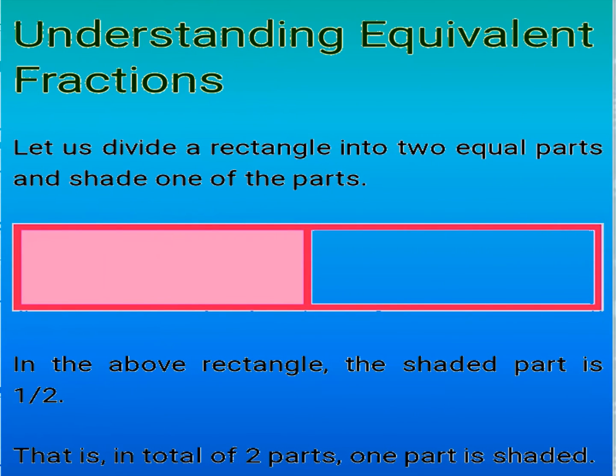Now understanding equivalent fractions. The first example is, let us divide the rectangle into 2 equal parts and shade one of the parts. In the above rectangle the shaded part is 1 upon 2. That is, in a total of 2 parts, 1 part is shaded.